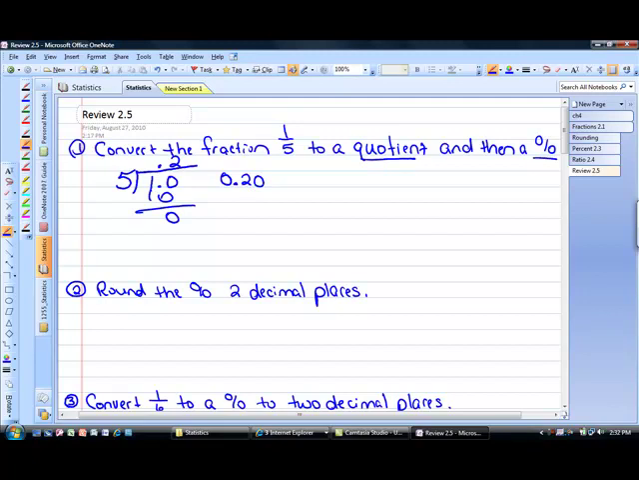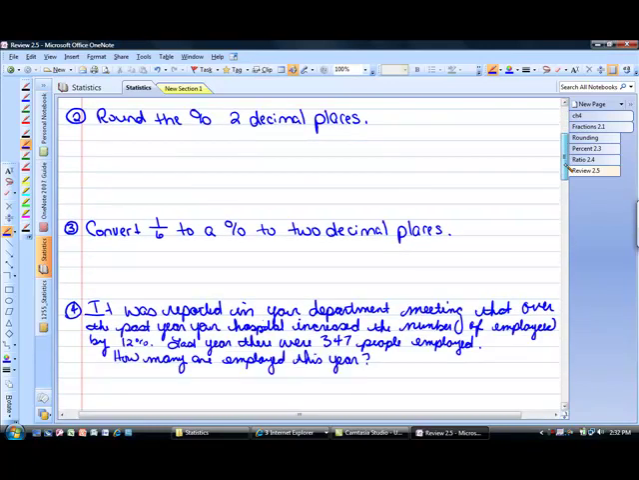Now we need to convert it into a percentage. We can multiply that by 100, or we can move the decimal place over twice, and that will equal 20%. So our answer here is 0.20 and then 20%.